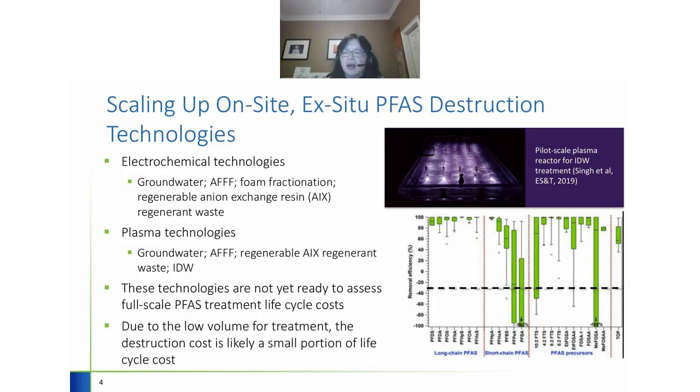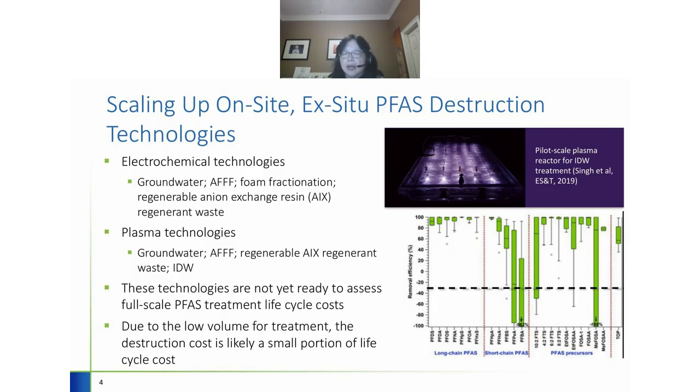So far, we still have a lot of challenges, particularly for destroying short-chain PFAS and precursors, but we do believe it's a matter of optimization, and maybe the destruction technology does take longer reaction times in order to achieve better results. Another point I want to make on this slide: although field demonstrations are ongoing for those two technologies, their impact on life cycle cost is still unclear.